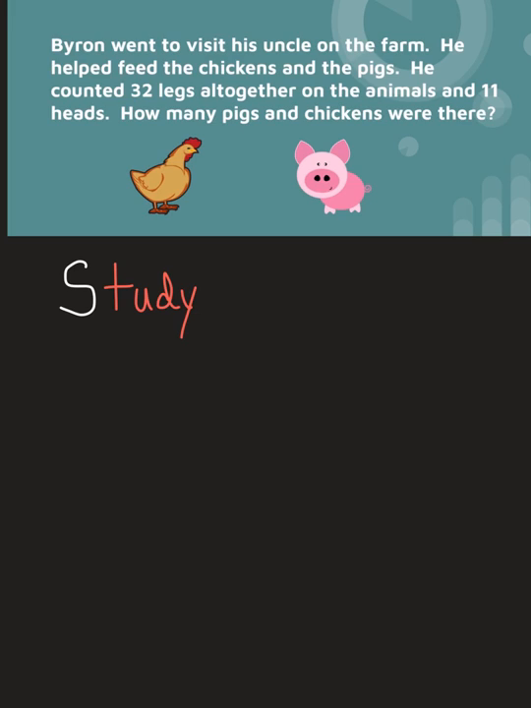So the question reads, Byron went to visit his uncle on the farm. He helped feed the chickens and the pigs. He counted 32 legs altogether on the animals and 11 heads. How many pigs and chickens were there?